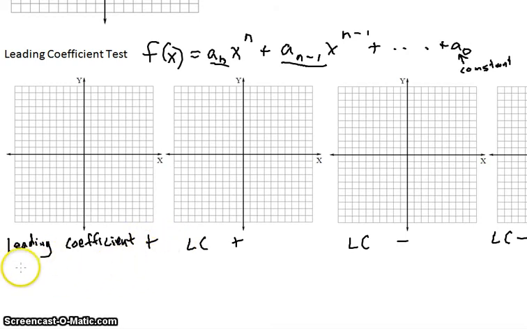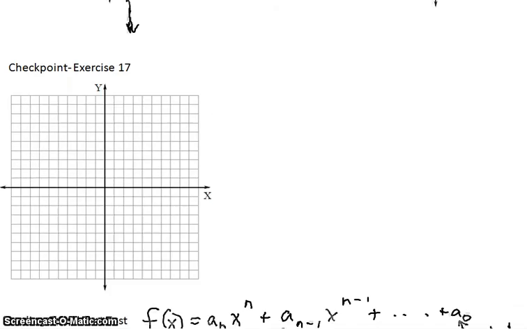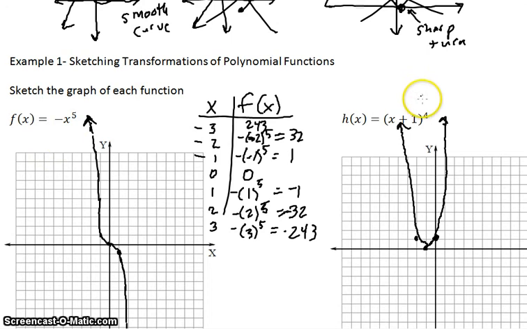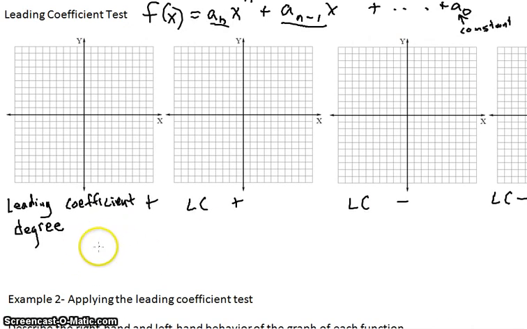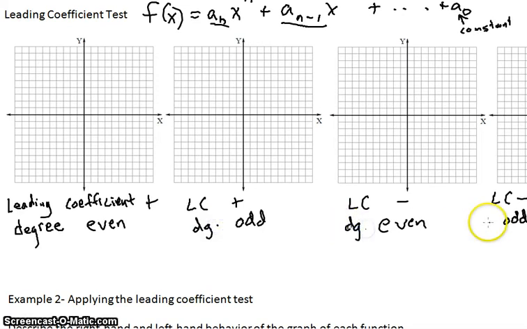The second thing is the degree. If the highest exponent you see is a 2, then it's a degree 2. If it's 5, then it's a degree 5. These up here were a degree 5 and a degree 4. So for the highest exponent you see, there are two possibilities: your degree is going to be even or odd. So we have 4 different scenarios. Our leading coefficient is going to be positive or negative, and the degree of our function is going to be even or odd.